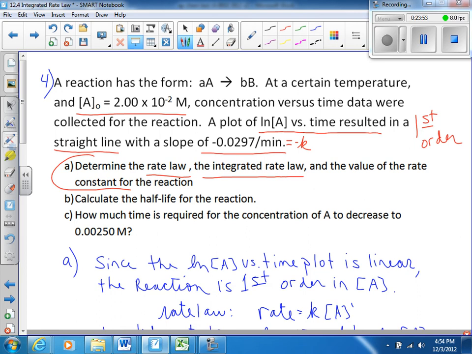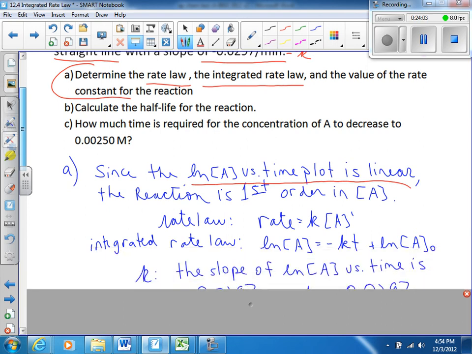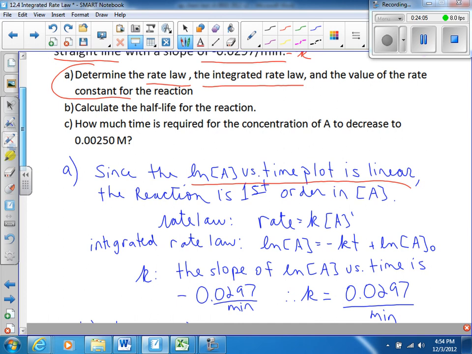So I've just rewritten here what we just talked about. Since the ln of A versus time plot is linear, we know the reaction is first order in A. So here we go. Rate is k[A] to the 1, first order. Integrated rate law, look it up. You're not going to be expected to memorize the integrated rate laws. Those are given to you on the AP exam. And k is the slope of the ln of A versus time graph. And this was our slope. Therefore, k is right here.